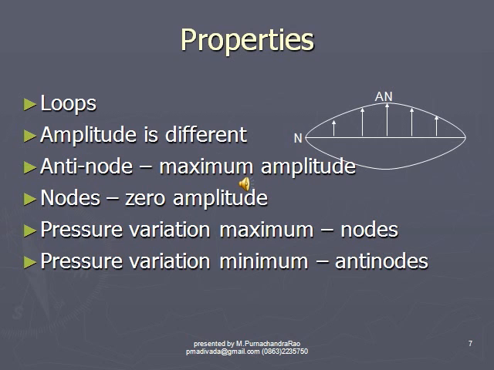Stationary waves, in the case of sound, can be expressed in terms of pressure waves. The pressure variation is maximum at nodes and minimum at antinodes. This is in the case of stationary waves formed by sound.